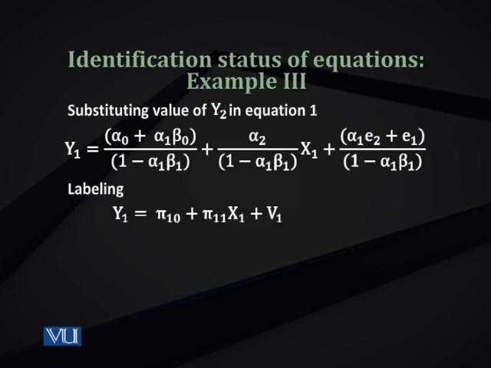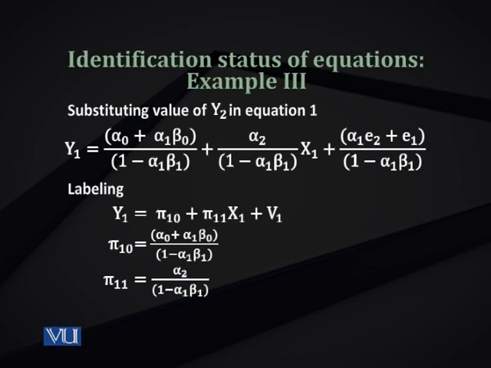Plus v1 is the error term, where we made the labeling or substitution in a way, as you are seeing, pi 1 naught is equal to alpha naught plus alpha 1 beta naught over 1 minus alpha 1 beta 1. Similarly, pi 1 1 is also equal to some expression in alphas and betas. So we will use this substitution to try to express these structural parameters in terms of the reduced form coefficients. So this was the first reduced form equation.